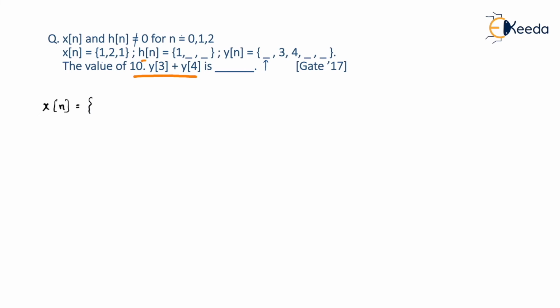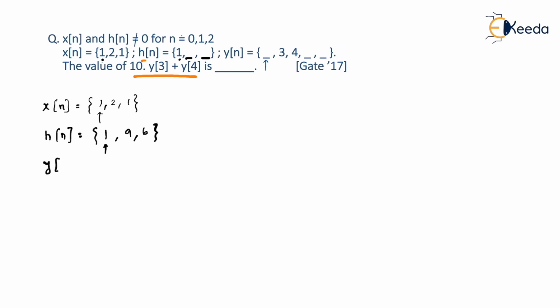The value of x of n is 1 2 1. It is given but not printed in the question, so the arrow mark is here. h of n also has an arrow mark here, mentioned in the question but not printed. The value of h of n is 1, and the next two elements are not given, so let me assume them as a and b.